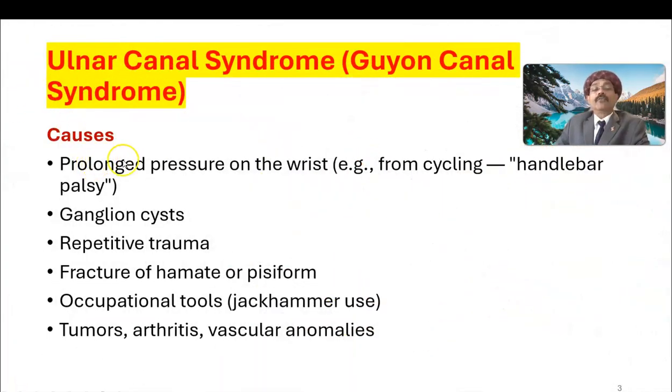So what are the causes? Prolonged pressure on the wrist from cycling, handlebar palsy, ganglion cyst, repetitive trauma, fracture of the hamate or pisiform, occupational tools like jackhammer use, tumor, arthritis, vascular anomalies. So these are the possible causes of ulnar canal syndrome or Guyon canal syndrome.